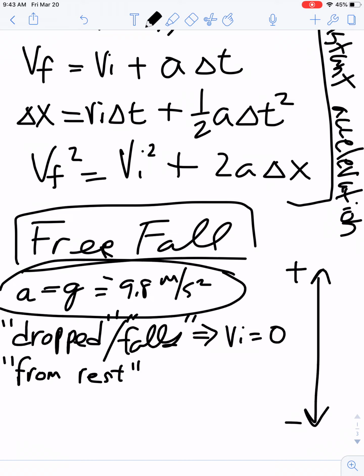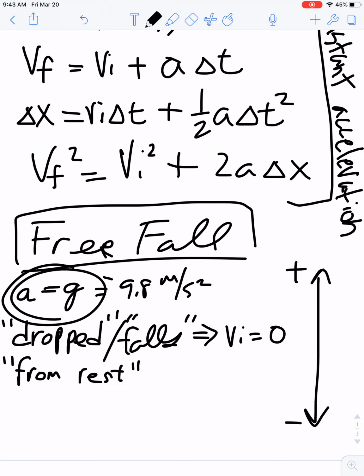So anyway, with that said, don't forget, as I said here, that your acceleration is always known and always given if you're in a free fall problem.